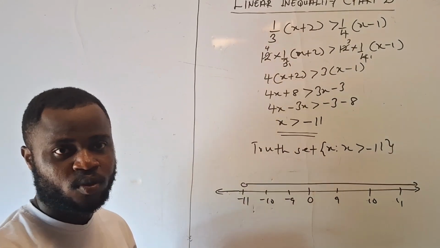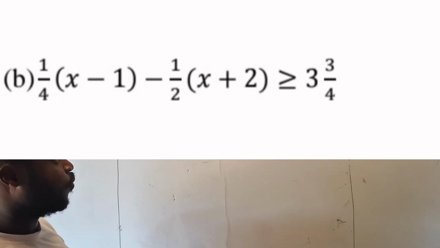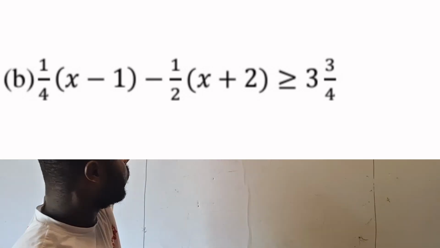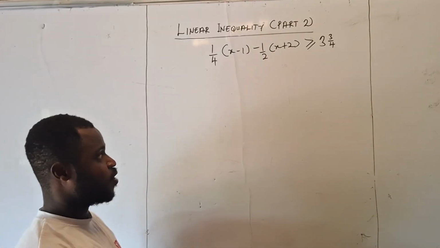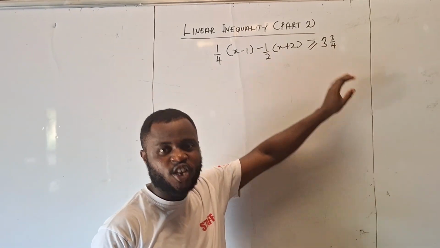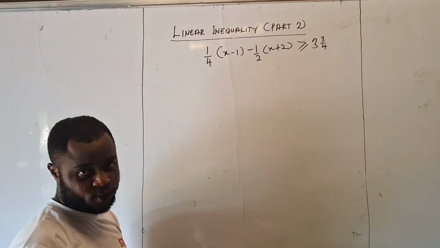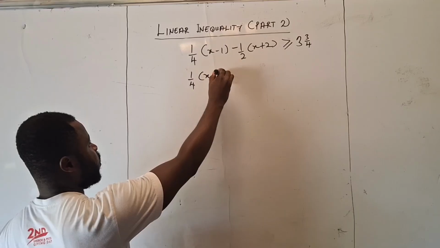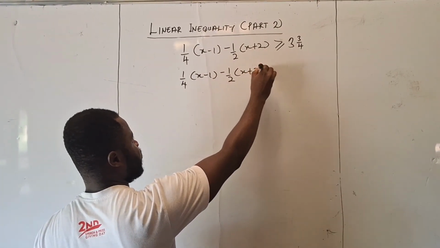So let's take the next question. We are going to find the truth set of this and represent it on the number line. I've told you when you see a question like this, you see this is 1 on 4, 1 on 3, but this is a mixed fraction. The first step is to change the mixed fraction to an improper fraction before you find the LCM of the denominators. So we are going to repeat this: 1 on 4 (x minus 1) minus 1 on 2 (x plus 2).